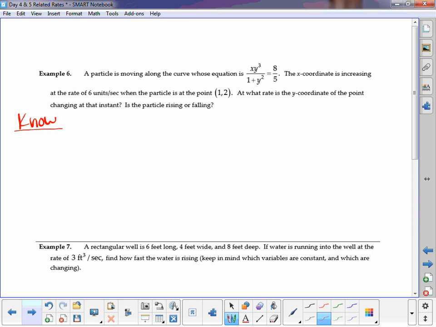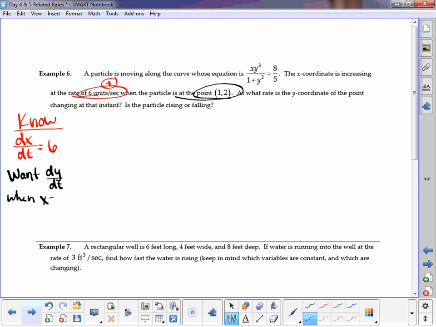That's okay. We know that we're dealing with x's and y's. So we have the x-coordinate is increasing at a rate of 6 units per second. So dx/dt is positive 6. And what else did they say? We have our equation, and we want to know the rate at which the y-coordinate is changing. We want dy/dt, specifically when the particle is at the point 1, 2. What does that translate for us?